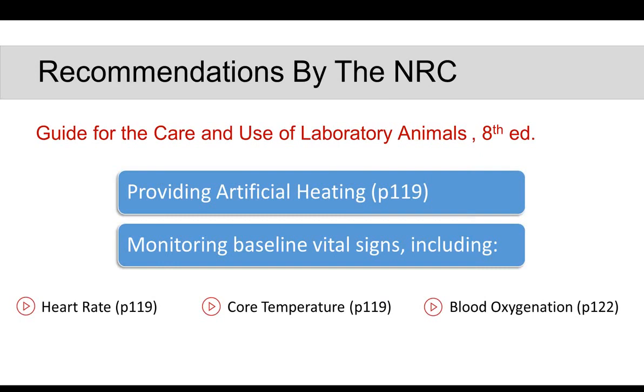If any of you work in animal facilities, I'm sure you're very familiar with IACUC, so you probably should know about the Guide for the Care and Use of Laboratory Animals. Some things that are very important as far as these committees go is providing artificial heating to the animal during surgical procedures, as well as the monitoring of baseline vital signs, including the heart rate, core body temperature, and blood oxygenation levels.